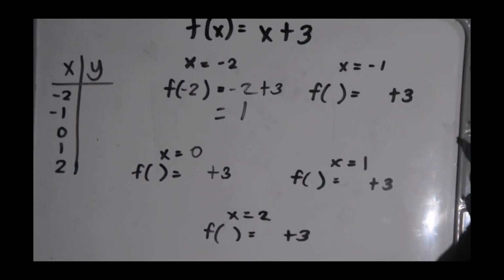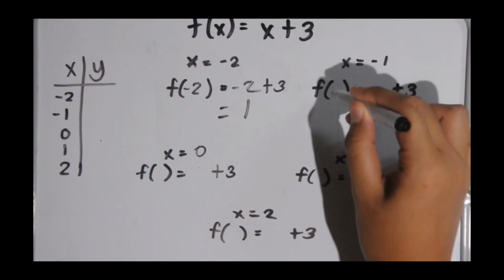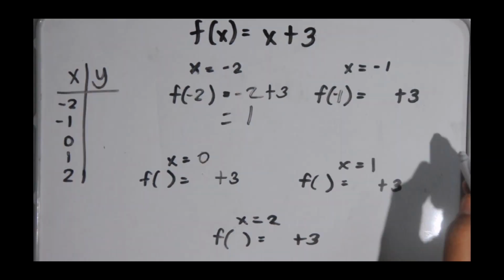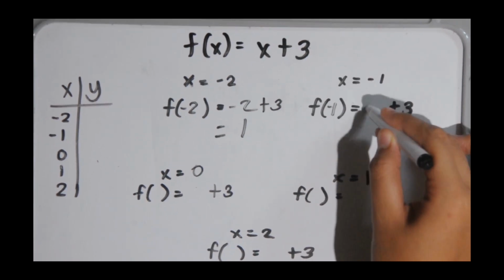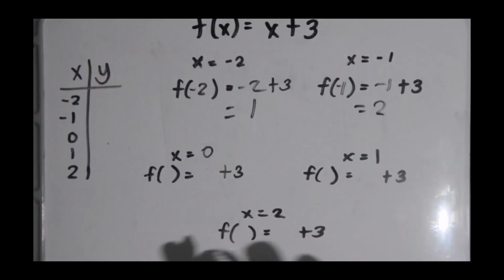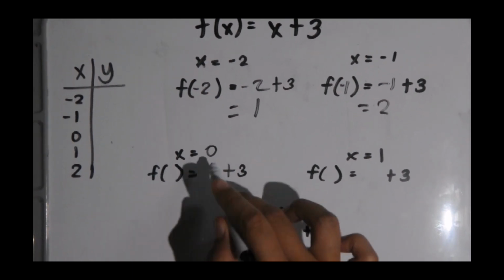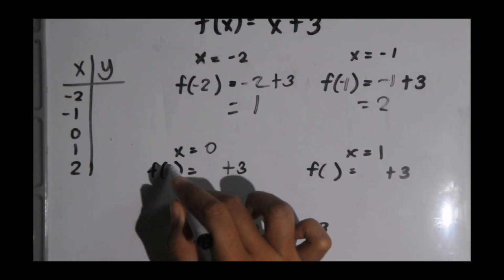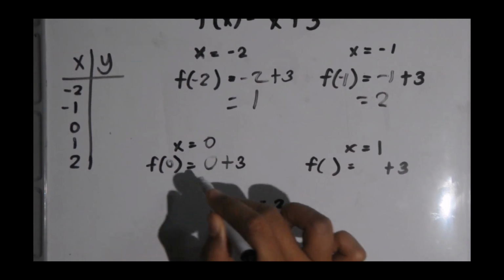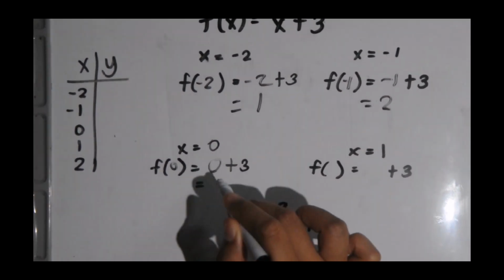Next, negative 1 is our x. Now f of x is going to be f of negative 1. Let us put negative 1 here, so the answer will be positive 2. Next, our x will be 0. Let us input 0 into our f of x. The answer shall be positive 3.